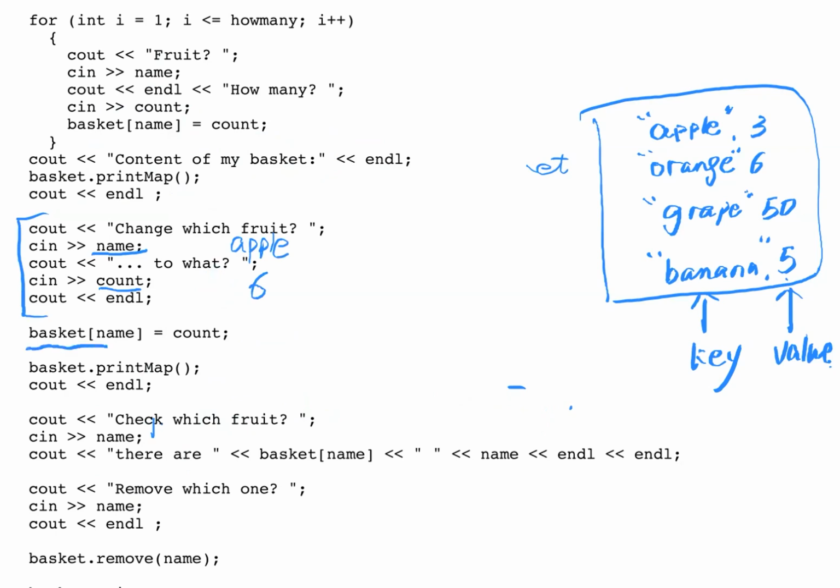And then we still call the index operator. Now the apple is already in the basket. So that means we have the apple 3 pair in the map. Now this statement will change the 3 to 6. We'll update the 3 to 6, because the apple key is already in the map, in the basket map object. So this means we will update the value. And then we call the print map member function to print all the pairs in the map.